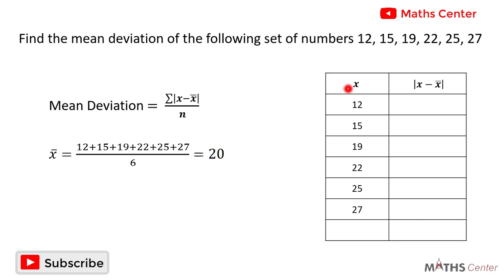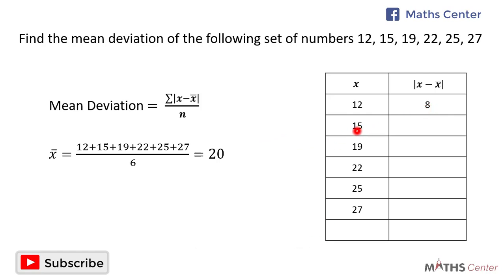Now I need x minus the mean of x. So I will subtract the mean, which is 20, from these x values. So the first one will be 12 minus 20. 12 minus 20 is negative 8. But we have learned that if you find the absolute value of a negative number, it's going to be the positive number. So the absolute value of negative 8 is 8.